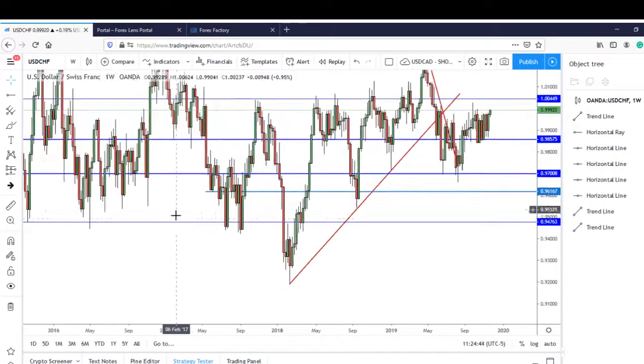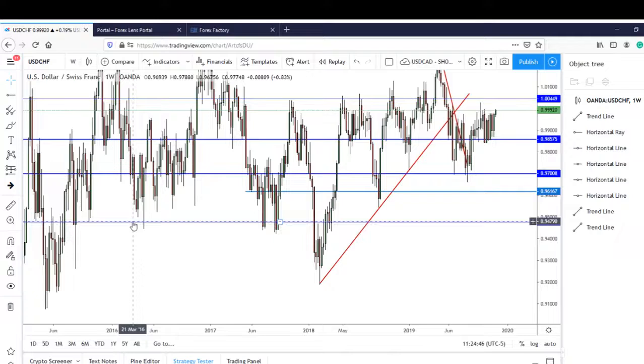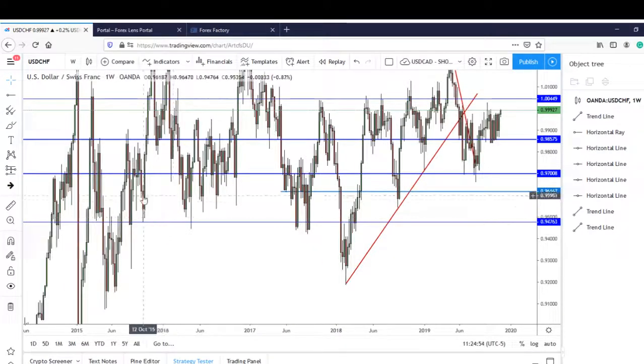And you can do the same about the support. So if you look at the support, sometimes we just wick a bit through and then we go back up. Other times we wick all the way down here. Sometimes we just tap it very lightly and then go back up. And that's the level 0.94790.